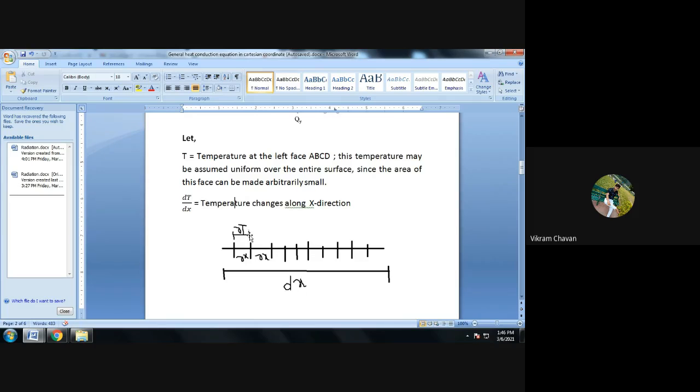सो हमें इस dT divided by dx को किससे मल्टीप्लाई करना पड़ेगा, टोटल लेंथ से मल्टीप्लाई करना पड़ेगा. तो हमें पता चलेगा कि इस टोटल लेंथ में कितना टेम्परेचर चेंज हो गया है. So dT divided by dx multiplied by dx, that is the total length available for the heat flow in the x direction. So dT divided by dx multiplied by dx, you will get the change in temperature in the x direction.